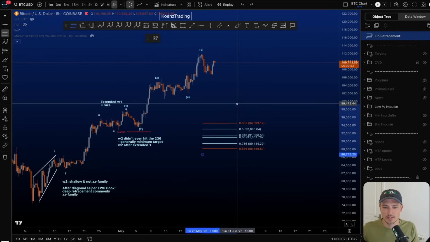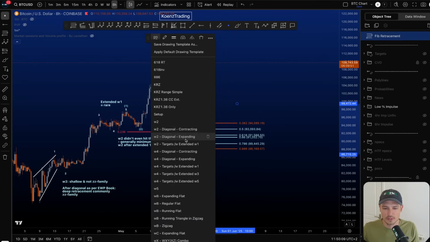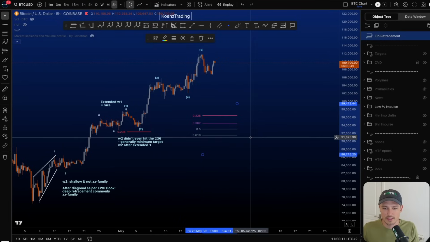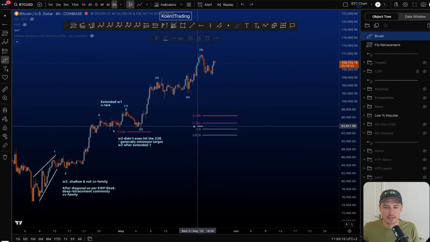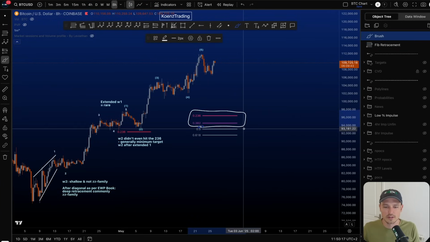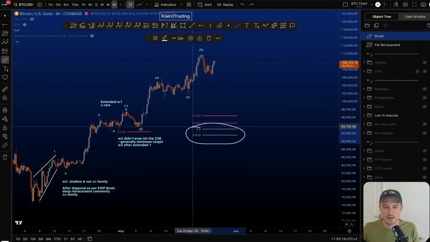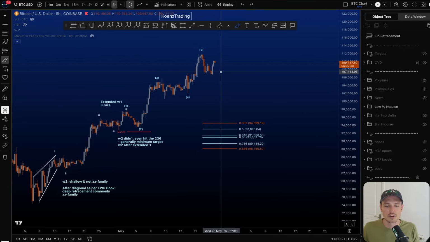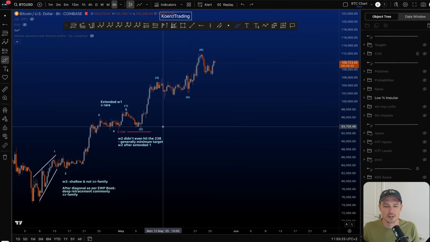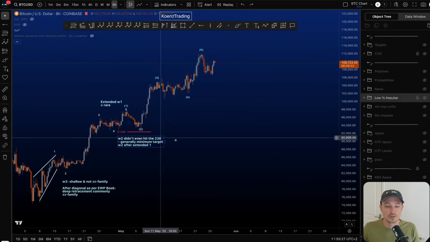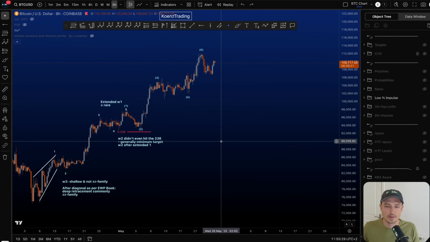Even a wave 2 after an extended wave 1 tends to retrace to at least the 0.382. Here you can see my Fibonacci template with the common targets. Let me find it. Wave 2 with an extended wave 1. The 0.236 would be a minimum target. This is your common target area, 0.236 to 0.382, with the 0.5 and 0.618 being rare targets after an extended wave 1 for your wave 2. But here we didn't even touch the 0.236, which is again very rare.